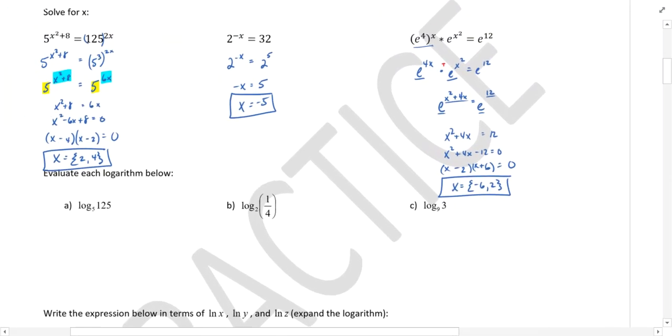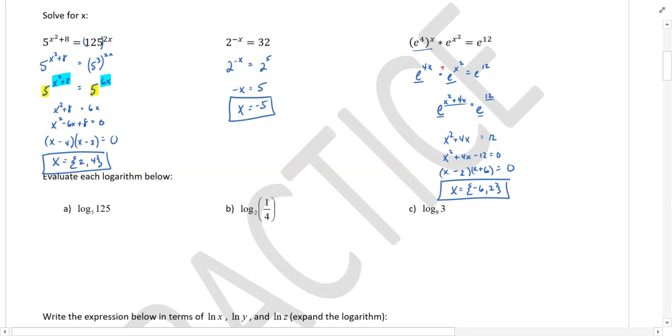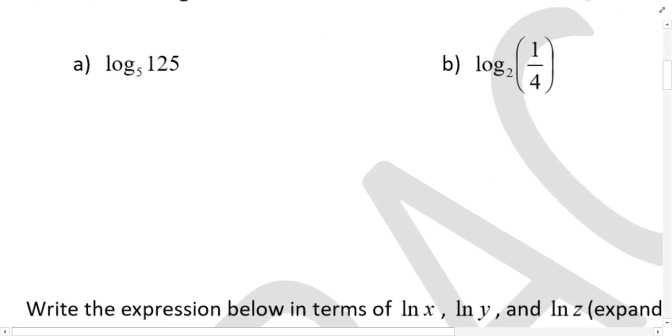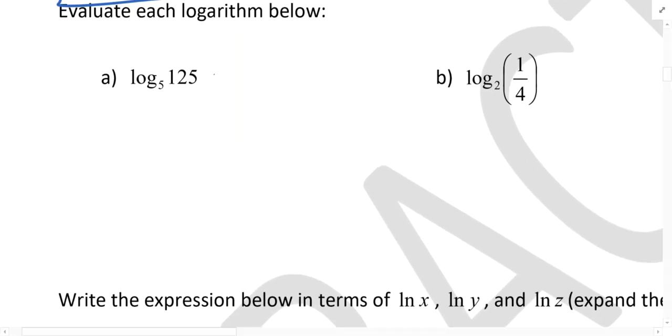So that technique wasn't something that we talked about in the videos prior, but it is good to recognize in case we can solve equations that way. It is worth noting, however, that it doesn't always work. We can't always get a common base in our exponential problems, and for that reason we would rely on logarithms. So let's see if we can answer these logarithms without a calculator.